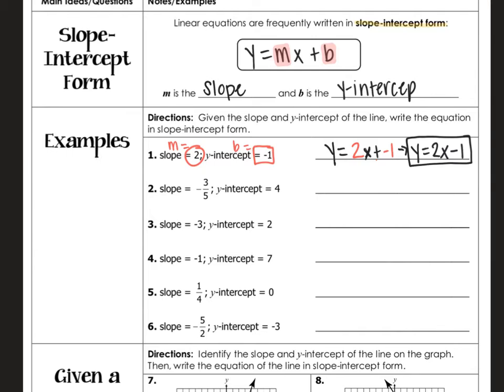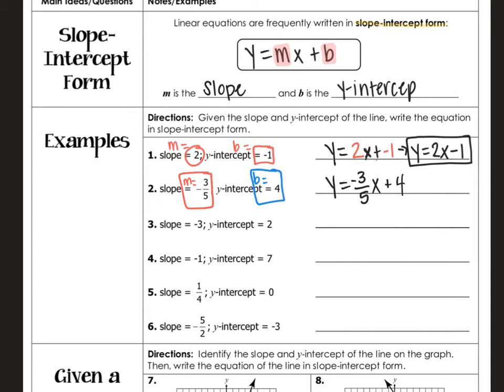They say that our slope is -3/5. So just a reminder, slope is m. So in this case, m is -3/5. And our y-intercept is going to be the b, and in this case, b equals 4. So y equals, instead of m, we're going to put in -3/5, right, x, and then instead of b, we're going to put plus 4. All right, let's look at number 3.